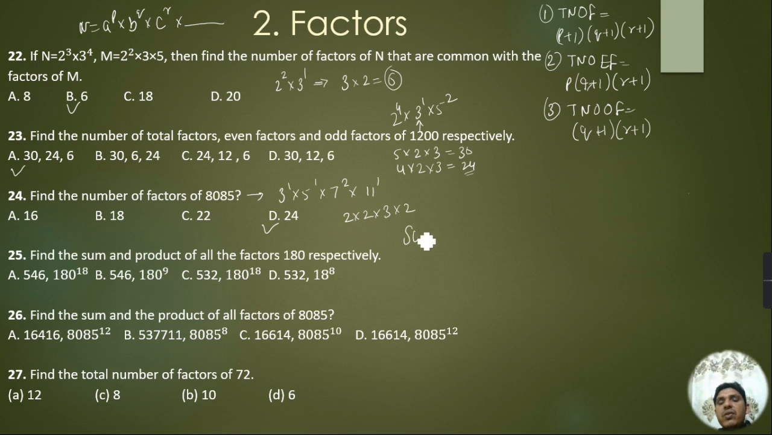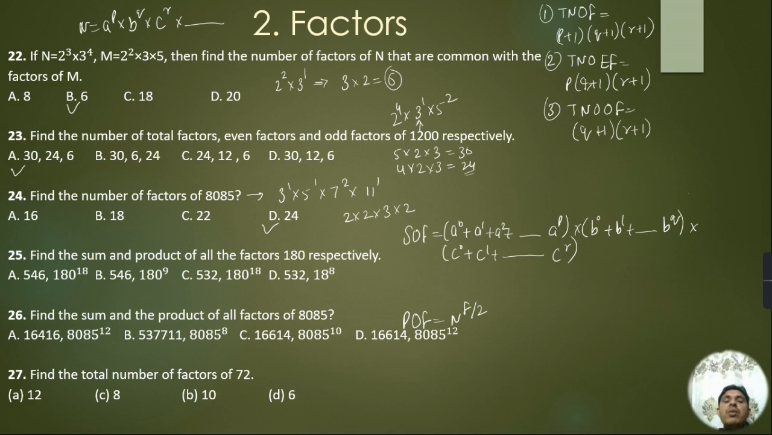For finding the sum of all the factors, this can simply be calculated as (a power 0 plus a power 1 plus a power 2 plus till a power p) multiplied by (b power 0 plus b power 1 plus till b power q), and multiplied by (c power 0 plus c power 1 plus till c power r), right? And if we find the product of all the factors, this is simply n to the power f divided by 2, where f is the total number of factors, right? So students, by using this formula you can find the answers of questions 25, 26 and 27.